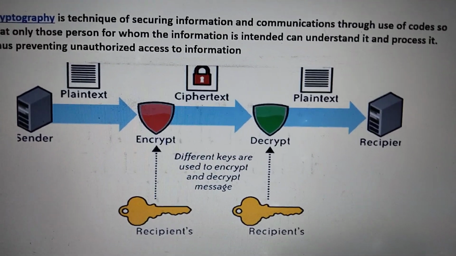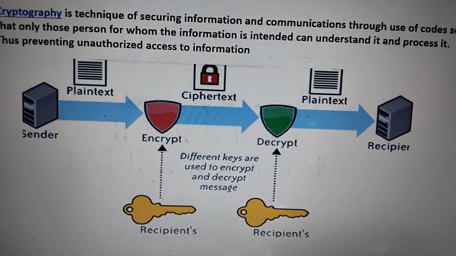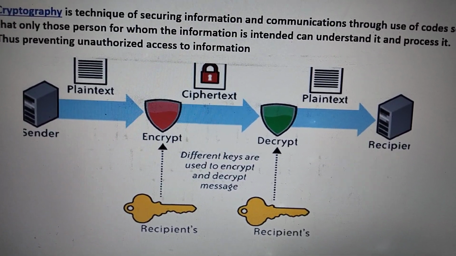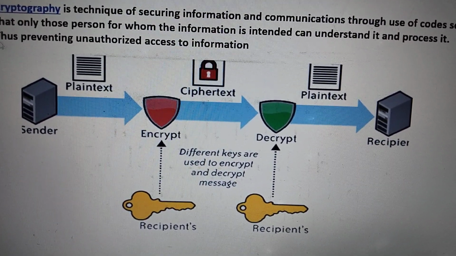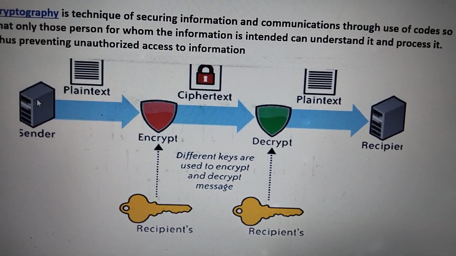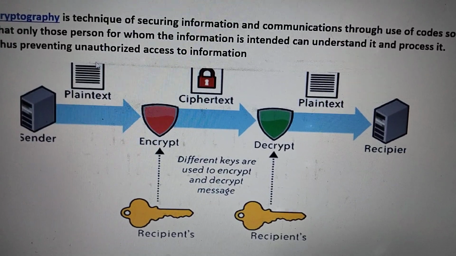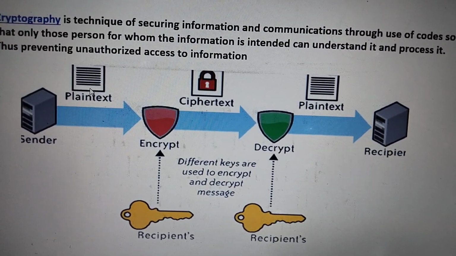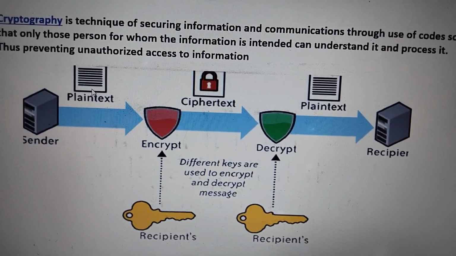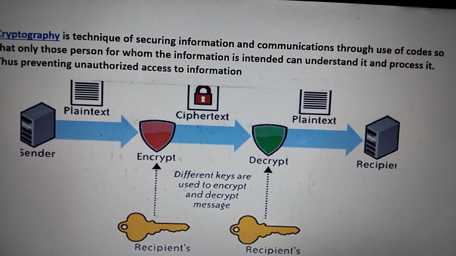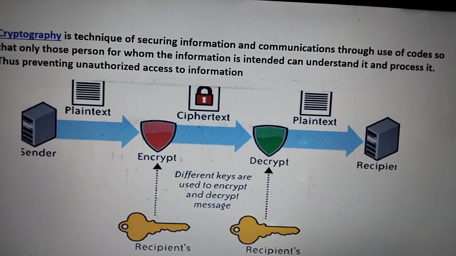In this diagram, there is a sender and a receiver. The sender sends the information, and the receiver gets the information sent by the sender. The sender sends the message, which is normal plain text. Plain text is normal language, like English, so anybody can read the information and understand it.